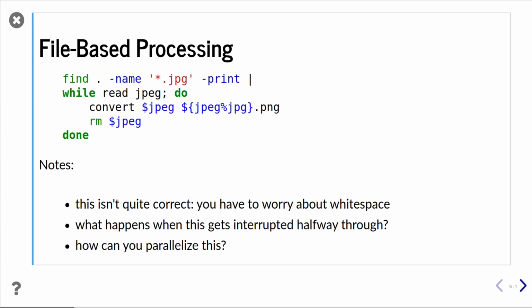And you also have to ask questions like, what happens when this gets interrupted halfway through? And how do you parallelize this? I mean, sure, you can start up many conversion jobs in parallel. However, the access to the file system is still sequential.